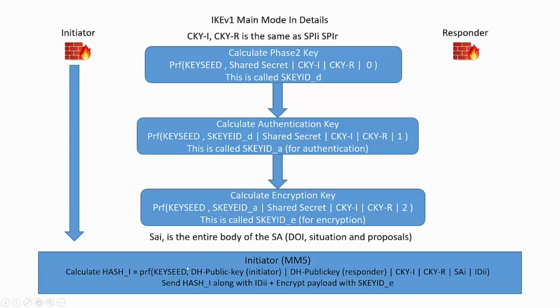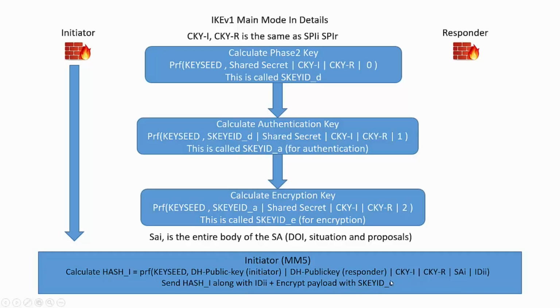The initiator will calculate the hash as follows. It's going to also use a pseudo-random function, feed it the seed key, the Diffie-Hellman public key from the initiator, the Diffie-Hellman public key from the responder, the cookie of the initiator, the cookie of the responder, and the security association. And basically, the security association is the entire payload of the proposal message that was sent during the initial communication between the two firewalls.